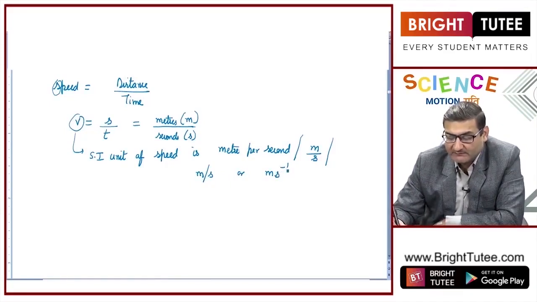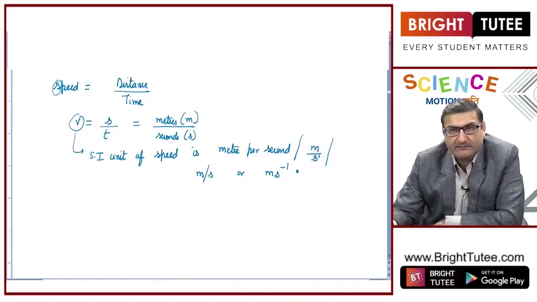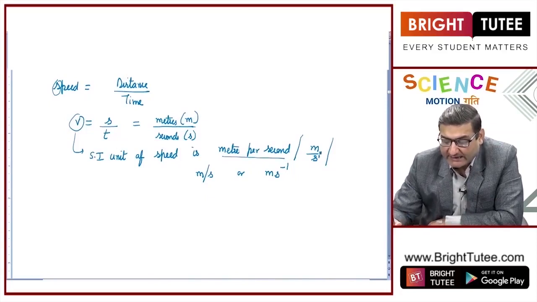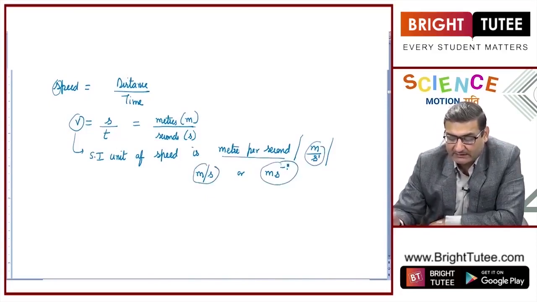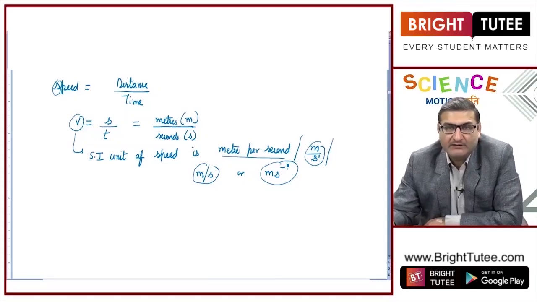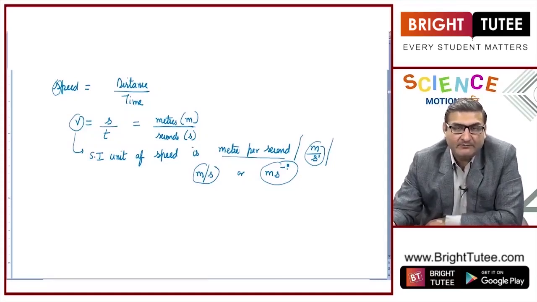Now how come this inverse? Because here we assume that the power of second is 1. When it goes up, it becomes minus 1. It is a normal mathematical fundamental we must be aware of. So anyway, I can express the standard international unit of speed this way. Now mind you, we are talking about the SI unit.